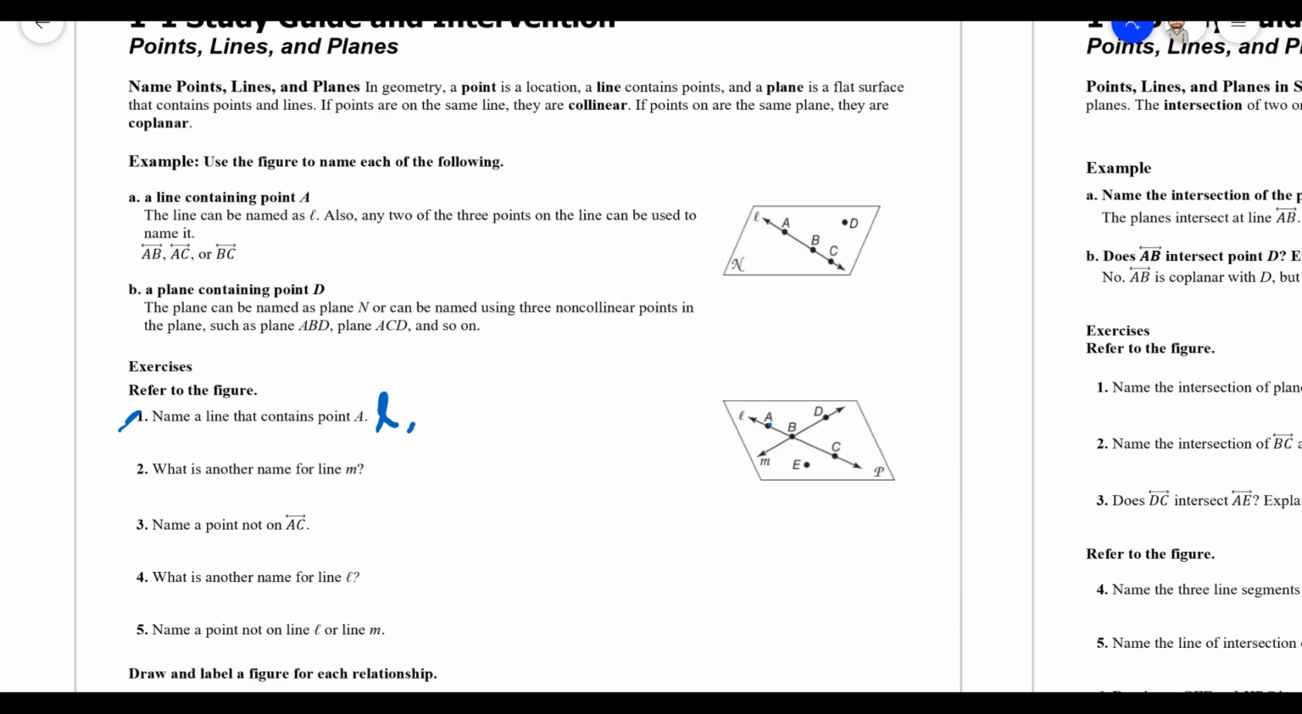I could also label it with any 2 points, A, B. But notice what I have to do up above that is draw my symbol for a line. So that tells somebody that's line AB. I could also label it line AC. Any 2 points on a line can be used to label that line. And then finally, we could also call it BC.